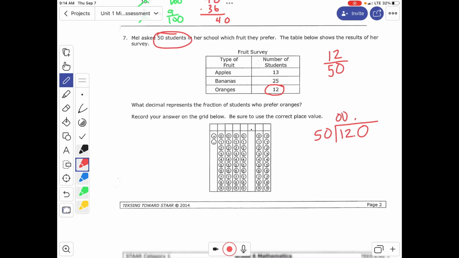50 doesn't go into 12. How many times will 50 go into 120? How many 50s does it take to make 100? 2. Then we'd have 20 left over. Put another 0, keep going. How many times will 50 go into 200? 4 times. Because 4 50s make 200. So our decimal is 0.24.